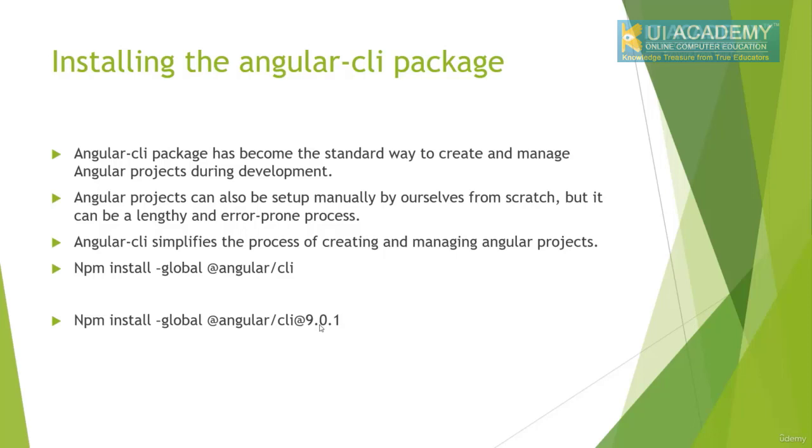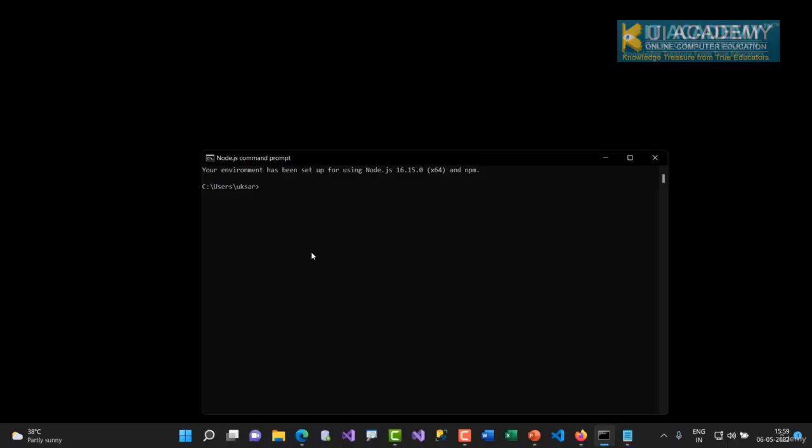So now let's go back to the Node.js command prompt. So now I'm at the Node.js command prompt, and then I'm going to simply run the command npm install --global @angular/cli. Now this will take some time to install the Angular CLI, the command line interface. So once this is installed, we will be able to run different commands to build your Angular solutions or execute or run your Angular solutions.